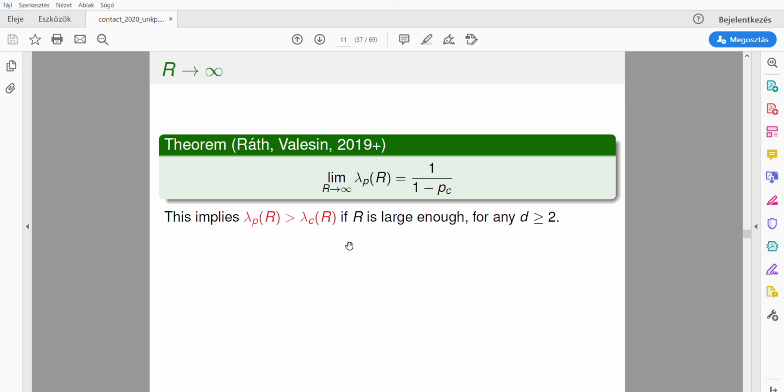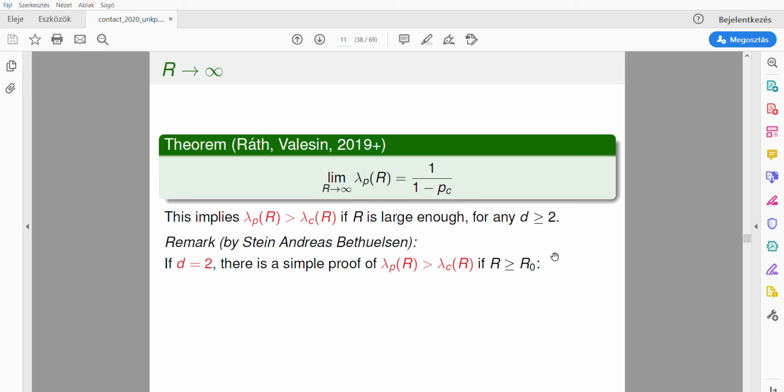So this is a reason to celebrate, because this can be viewed as a step in the direction of the proof of Liggett and Steiff. So this is a valuable result, but again, let me mention a remark that was made to us by Stein Bertelsen. Namely, if you only aim for this conclusion, that lambda_p(R) is greater than lambda_c(R) if R is large enough, then there is kind of a trivial argument for that if the dimension is equal to 2. But here's a simple proof of just this conclusion.